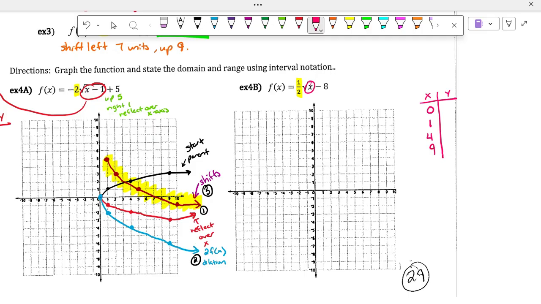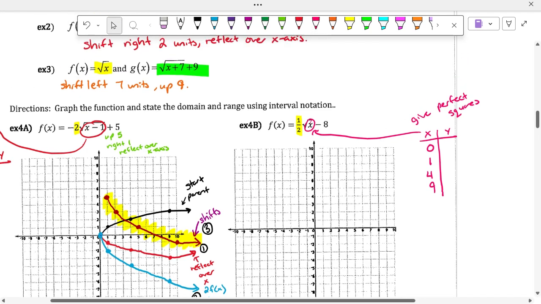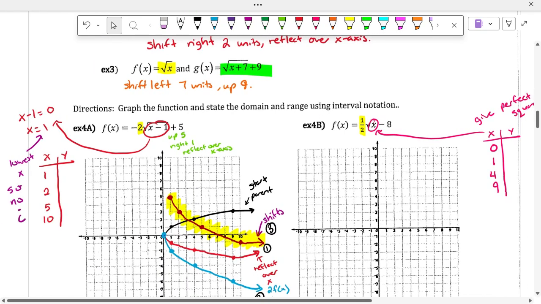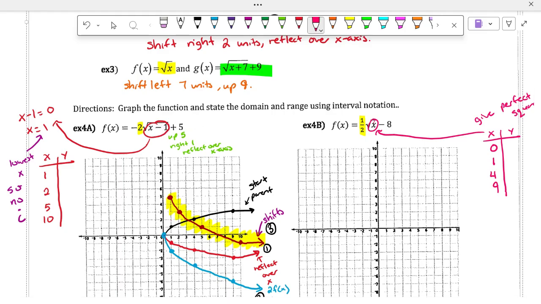So in other words, guys, you want your x values to be whatever numbers will give you perfect squares when you evaluate what's under the radical. So like over here, my perfect squares would be if I just subtract 1 from whatever number gives me a perfect square. 1 minus 1 is 0, 2 minus 1 is 1, 5 minus 1 is 4, 10 minus 1 is 9.